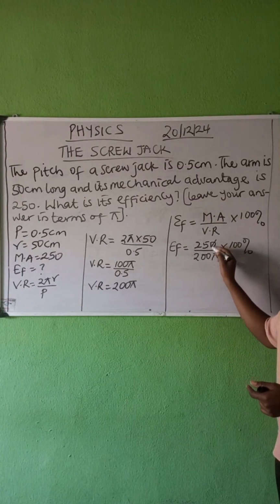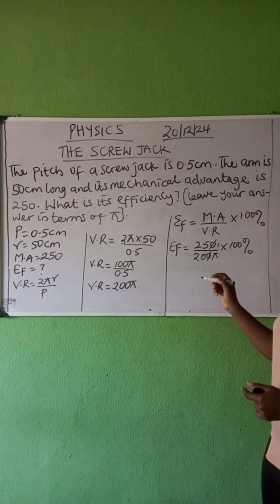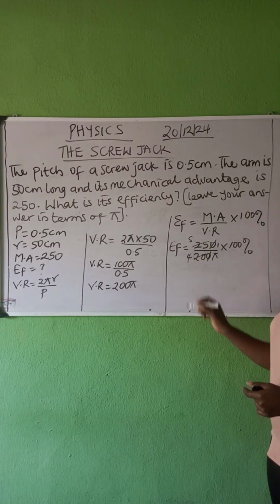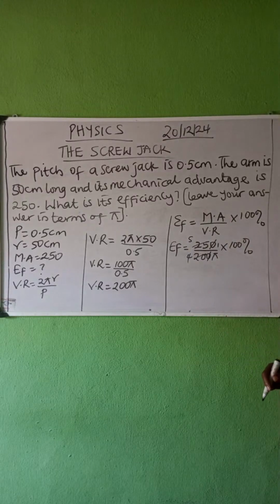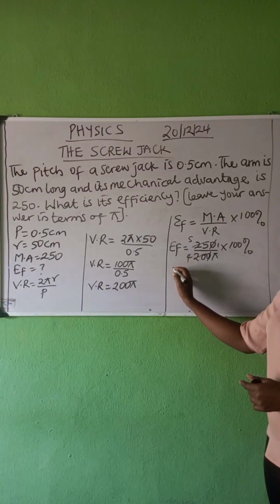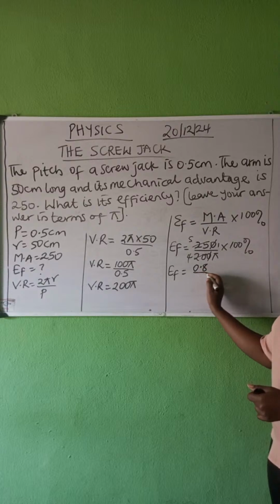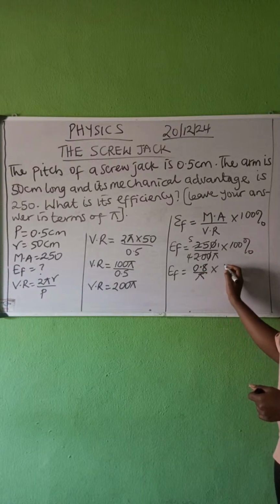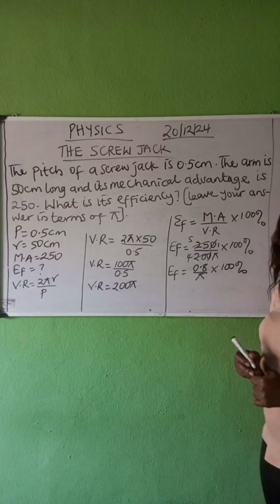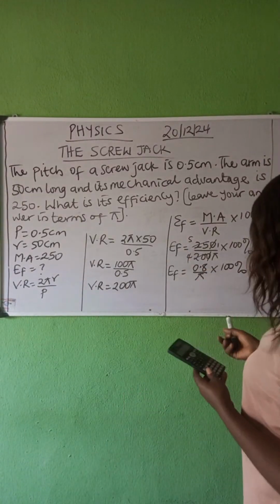So what can go? 0 can cancel itself to give us 1, right? Now, 5 can go to give me what? 5. 5 can go to give me what? 4. Of which by the time you divide this, you are going to have 0.8. Now, this is efficiency equals 0.8 over pi multiplied by what? 100%. Is that clear? You can use your calculator to confirm what I did.